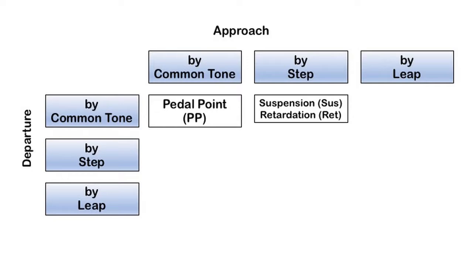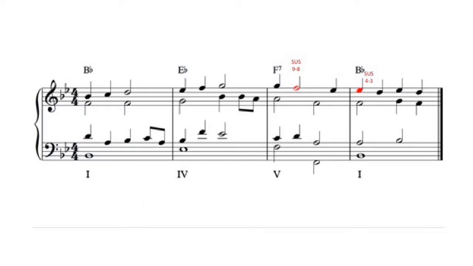suspension. So if taking a look at my example here, in measure 3 on the F7 chord, you'll see that the G in the highest voice is approached by common tone and then is left by stepping down. Again, the first note of the 4th measure, the E flat, is approached by common tone and then it steps down to the consonant D, which is part of the chord.